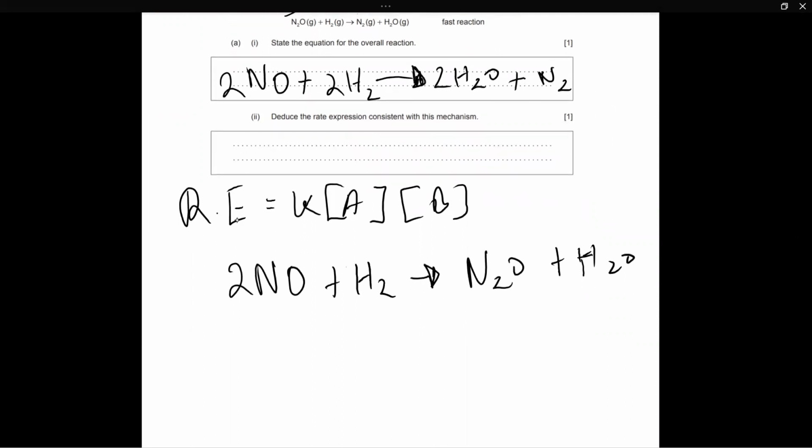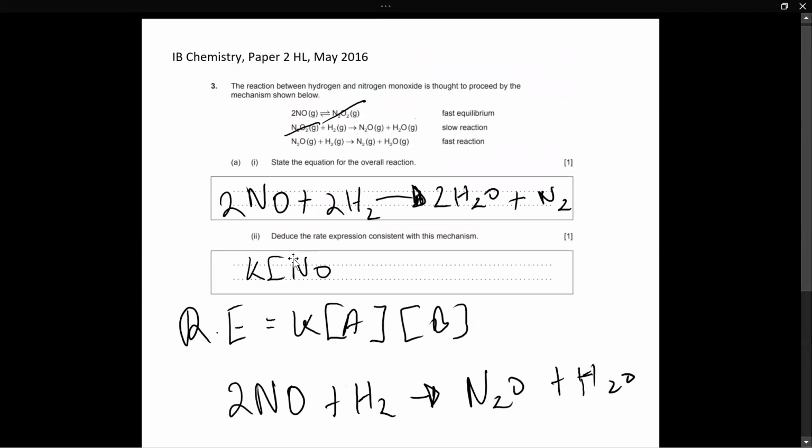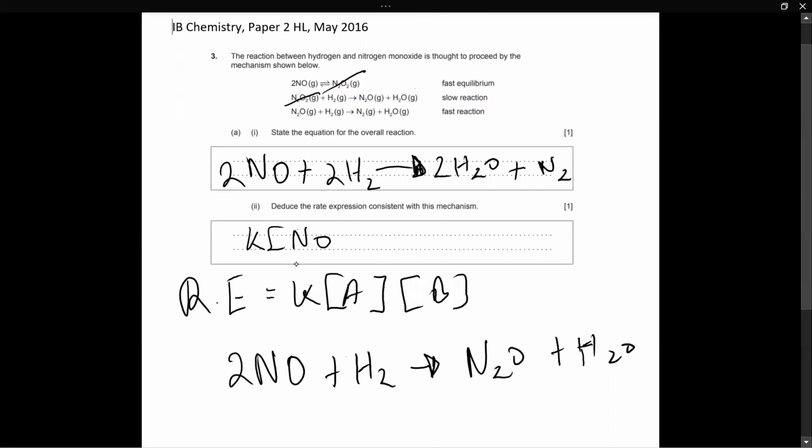And like I said, just substitute the values into A and B. So rate expression is going to be, I'll just write this at the top. Rate expression is going to be equal to K, which is the constant. Never forget to write the constant. Even if you don't know what it is, always write the constant. K times the concentration of, if I'm not wrong, nitrogen monoxide. And since the coefficient is 2, we square it.